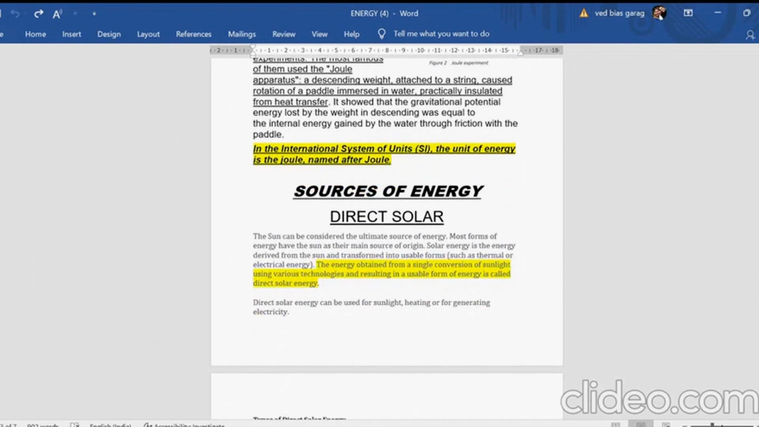Sources of energy. Direct solar. The energy obtained from a single conversion of sunlight using various technologies and resulting in a usable form of energy is called direct solar energy.